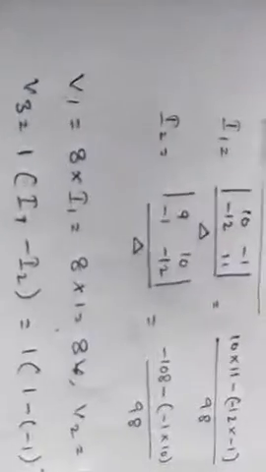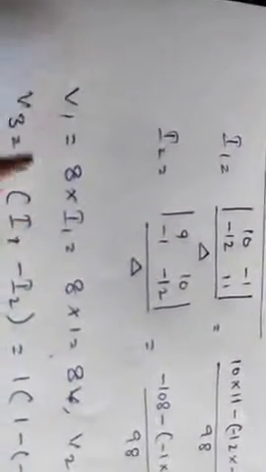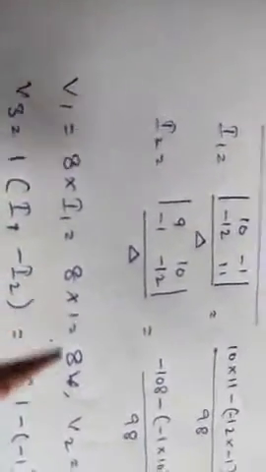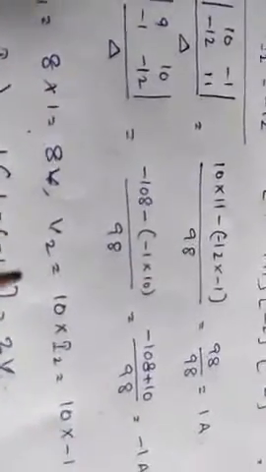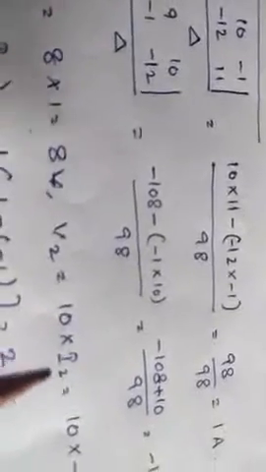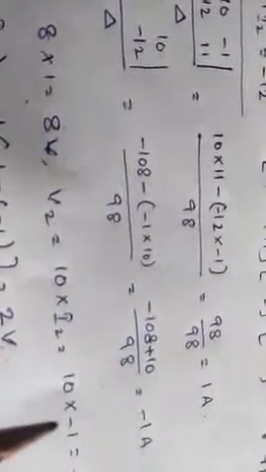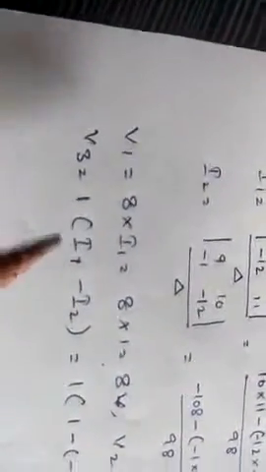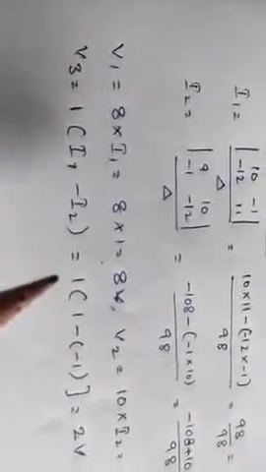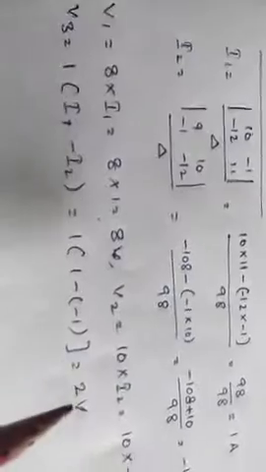Now to find the voltage across R1, R1 into I1. R1 is 8 ohms, I1 is 1 ampere. So 8 volts you will get. V2 equals the voltage across the 10 ohm resistor, 10 ohms into I2. I2 we got as minus 1 ampere. So 10 into minus 1, minus 10 volts. For V3, what we got is the resistance into I1 minus I2. I1 we got 1, I2 we got minus 1. So minus of minus is plus, so 1 into 2, 2 volts we will get.